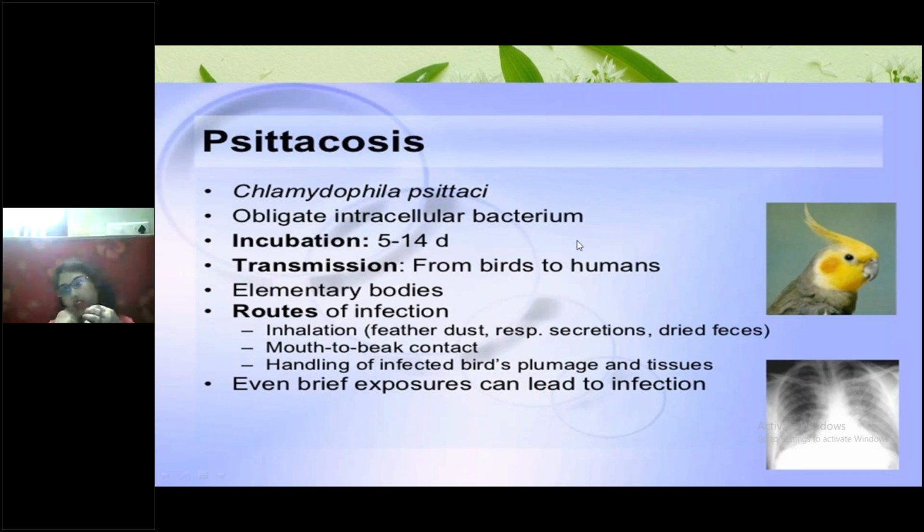You might remember Rickettsia, Mycoplasma, and Chlamydia, Chlamydophila. These are all intracellular organisms. Even though they are bacteria, they are obligate intracellular organisms, and they are transmitted from birds to humans. And you might remember there were the inclusion bodies and the elementary bodies in these organisms. And then there are routes of infection like inhalation, mouth to beak contact, or handling infected birds, plumage and tissues, and even brief exposures can lead to infection.